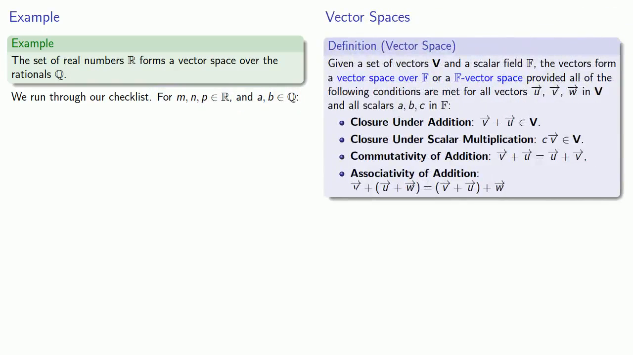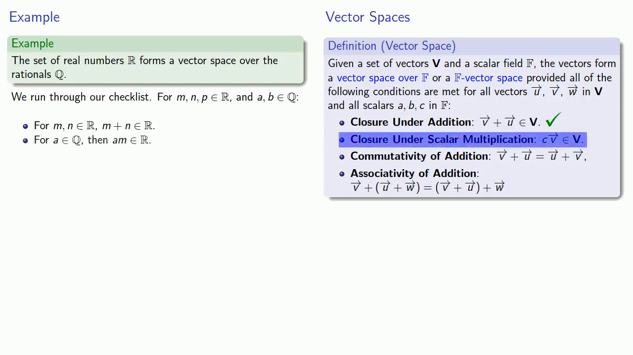So the first requirement, we have to have closure under addition. If I take two real numbers, their sum is in fact a real number. Closure under scalar multiplication. If I take something from the scalar field, Q, and multiply it by one of the vectors, m, then am is a rational number times a real number, and that's definitely going to be a real number. So we still have closure under scalar multiplication.